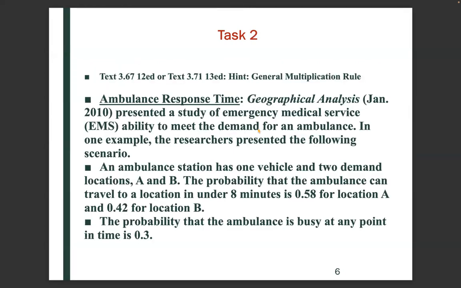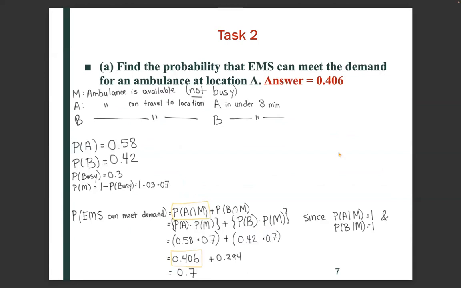Task 2. Geographical analysis presented a study of emergency medical service, EMS, ability to meet the demand for an ambulance. In one example, the researchers presented the following scenario. An ambulance station has one vehicle and two demand locations, A and B. The probability that the ambulance can travel to a location in under 8 minutes is 0.8 for location A and 0.42 for location B. The probability that the ambulance is busy at any point in time is 0.03. Find the probability that EMS can meet the demand for an ambulance at location A.